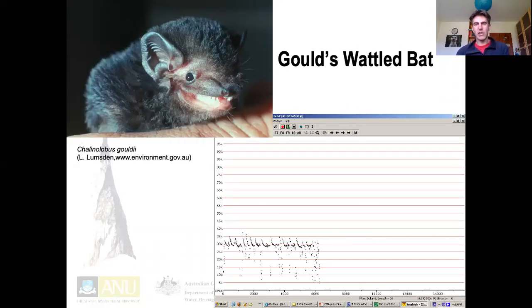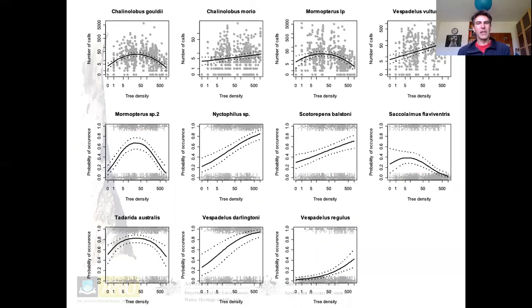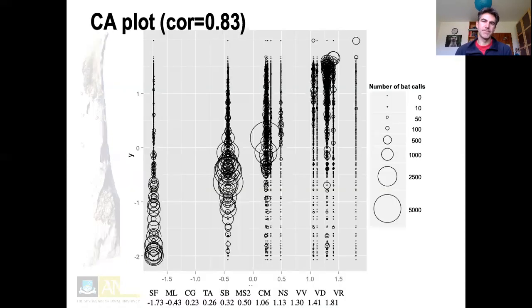You can automate that to an extent, and that's how you get species lists for different places in the environment. What we're finding then is that just like with the birds, different bat species respond in different ways to gradients of tree density. So you have species that peak at intermediate levels of density, like these ones. You have species that increase with denser tree cover, and you have species that prefer the relatively more open environments. So each of these is a different bat species that you can see here, that there are different responses to tree density in this environment.